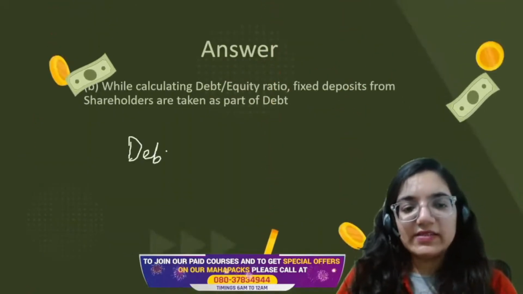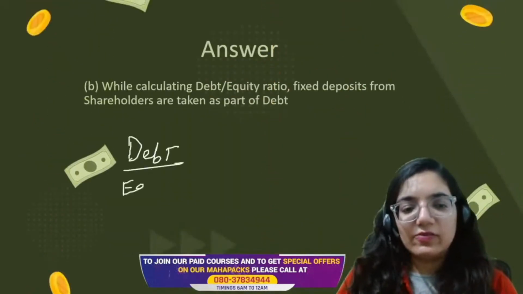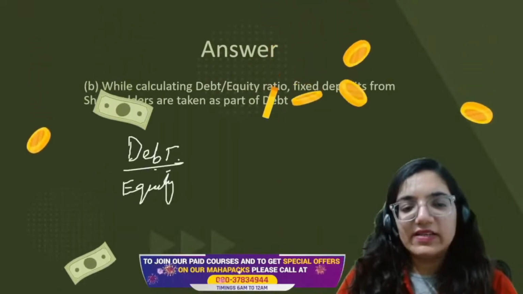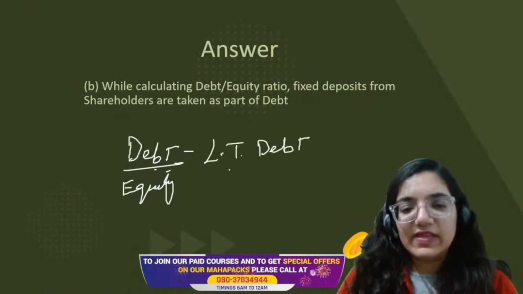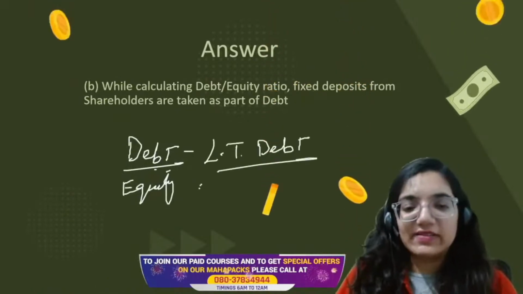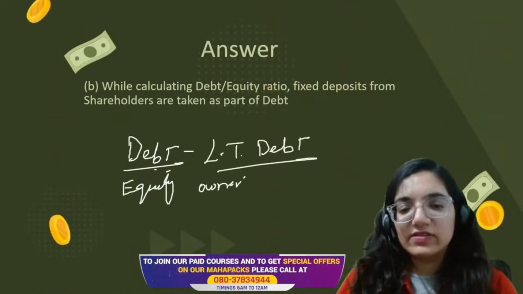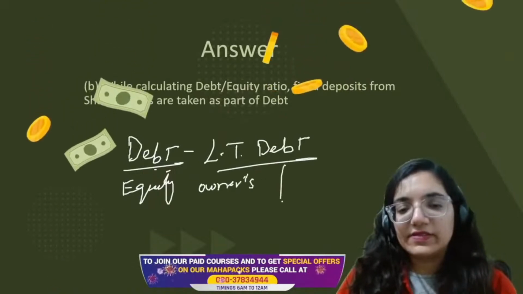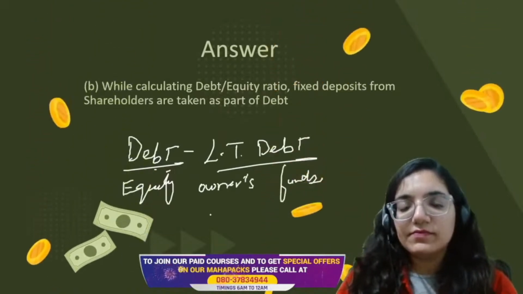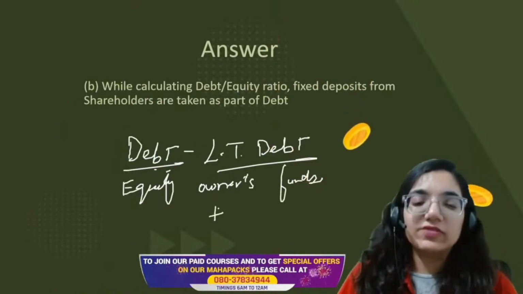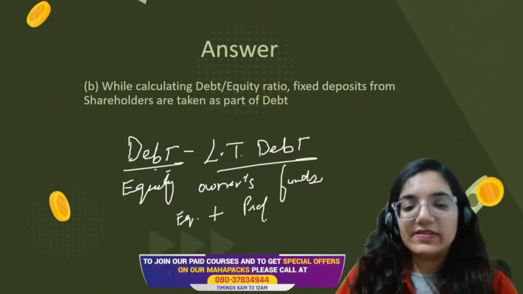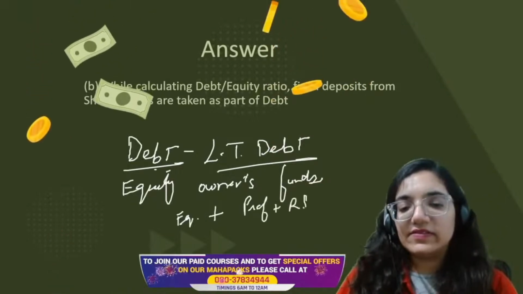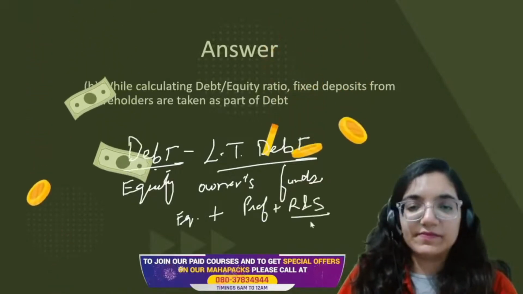Debt upon equity can be stated as this is the long-term debt and this is the owner's capital. This includes owner's funds. Owner's funds include equity plus preference plus reserves and surplus. Okay?